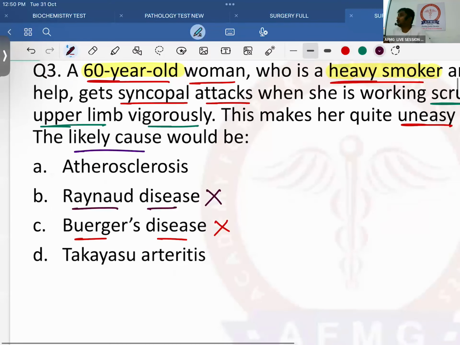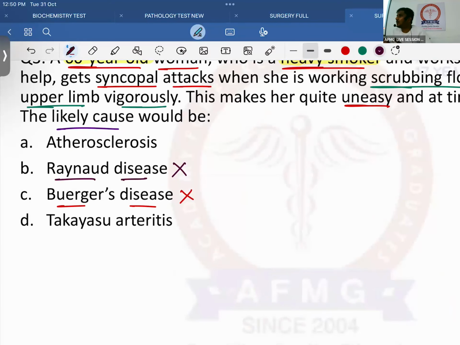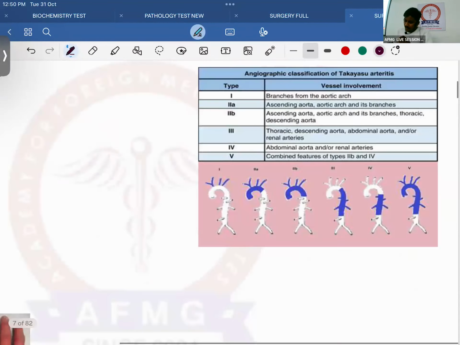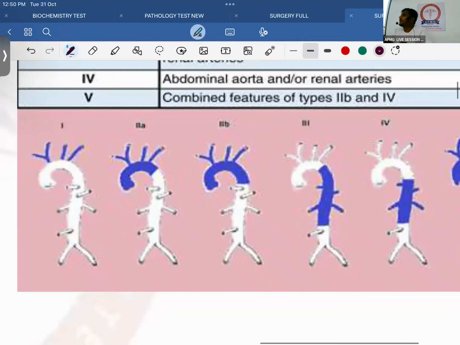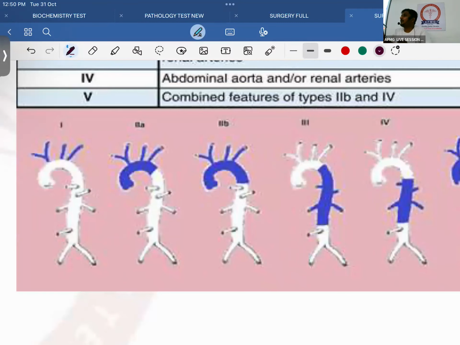Okay? We are left with two options: Takayasu arthritis and atherosclerosis. Takayasu arthritis, we know definitely it is a large vessel vasculitis. It is inflammation of the blood vessel. What else happens in this condition? You are able to see definitely the arc of aorta, beta, or the branches arising from the arc of aorta, they will undergo what? Inflammation. And because of inflammation what happens, beta? Fibrosis. And because of fibrosis, narrowing or blockage occurs.